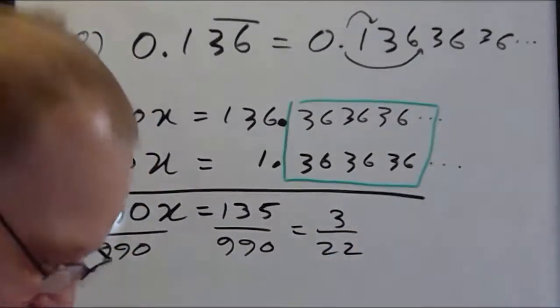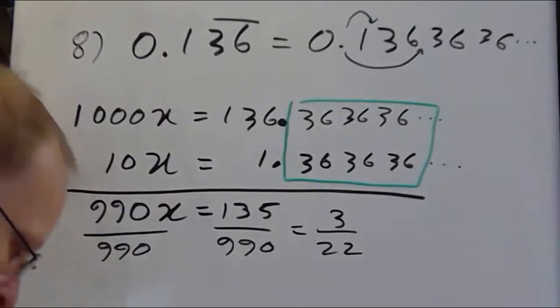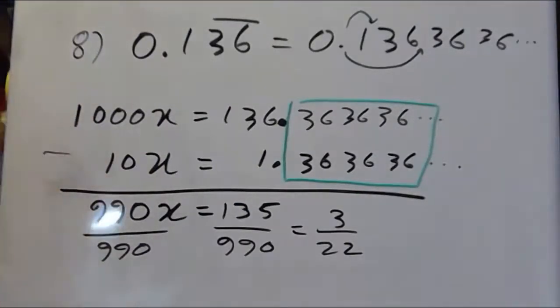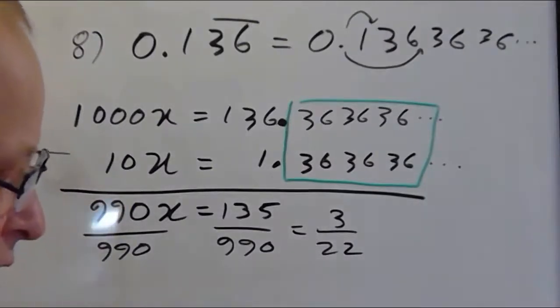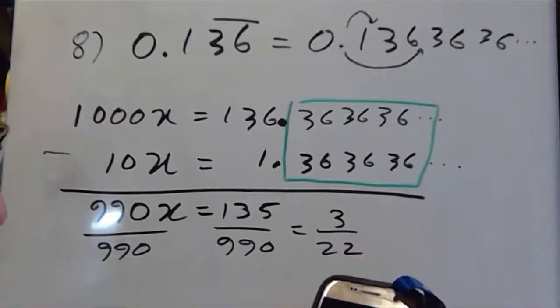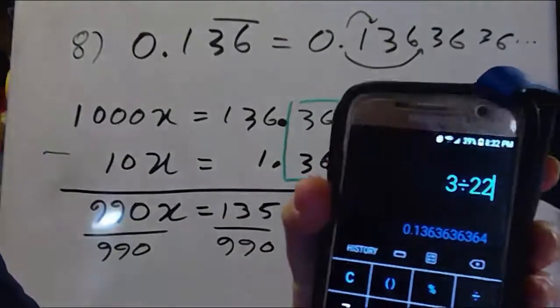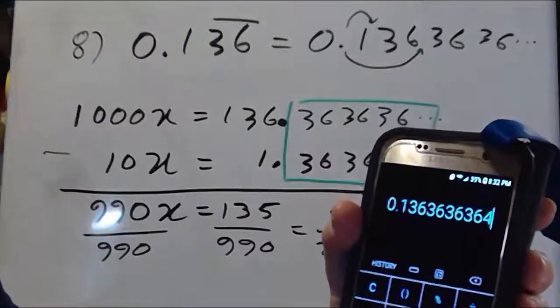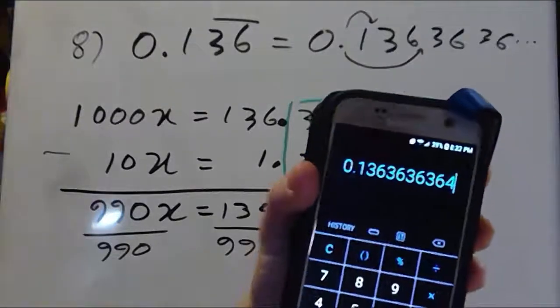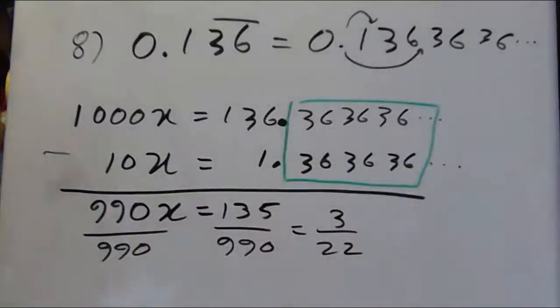And the thing is that you want to check it to see, well, am I going to get this recurring decimal back again? So here I'll take out my calculator again, and I'll clear it. And so I have 3 divided by 22, and it's equal to, and there is my number, 0.1363636. So that tells me that indeed it is correct.